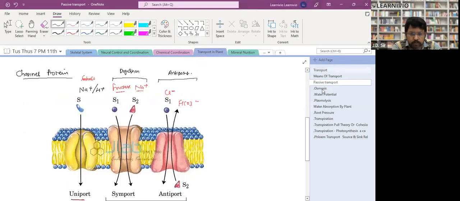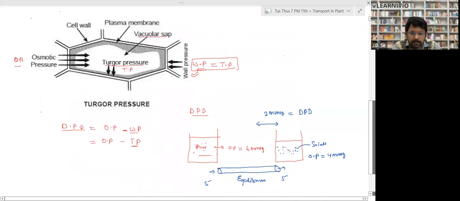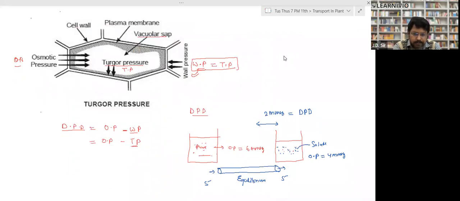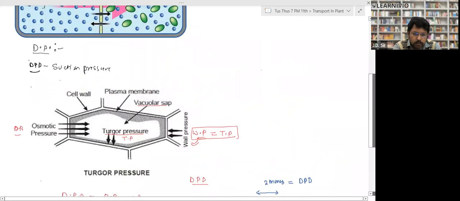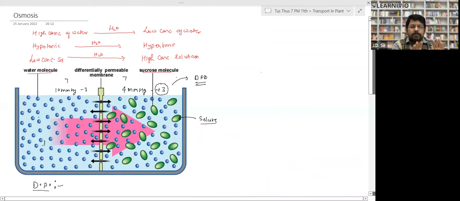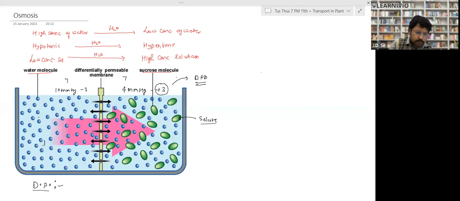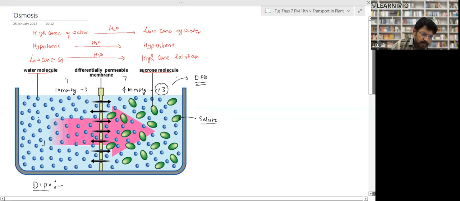So next heading is osmosis. Now let me explain to you what osmosis is. Before going into osmosis, let me first tell you what osmosis is. Look, these are two chambers. This is the first chamber and this one is the second. Between these two chambers, the transport of substances takes place.